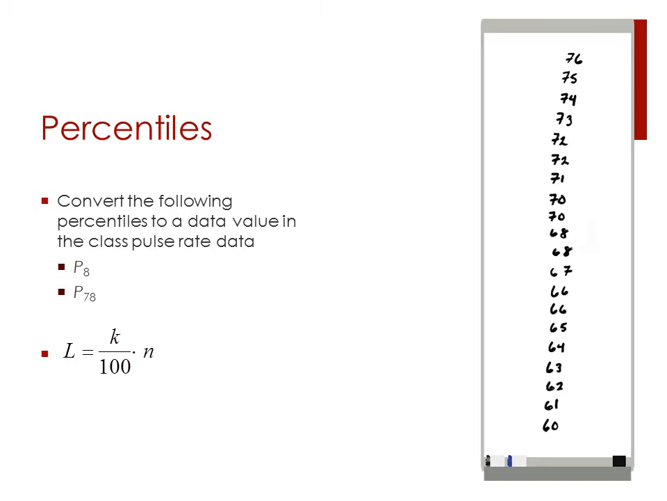Here we have the class pulse rate. We have a percentile of P8. So we want to know where P8 falls in the class pulse rate data. Remember, the 8 represents what my k is. So I'm going to plug it into this formula, and I get L equals 8 divided by 100, times n, which in this case is 20, and I get 1.6.